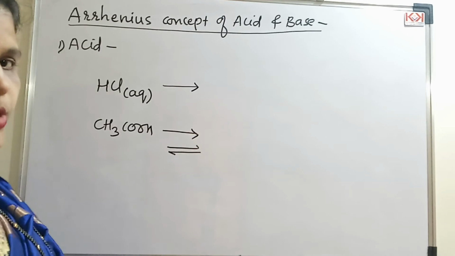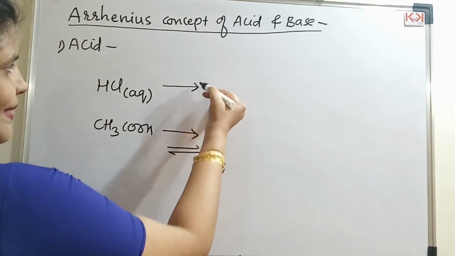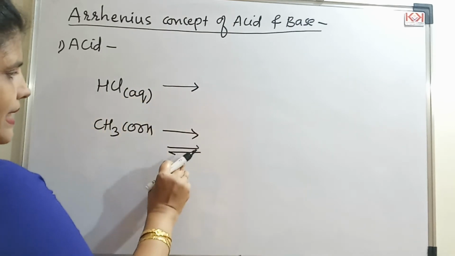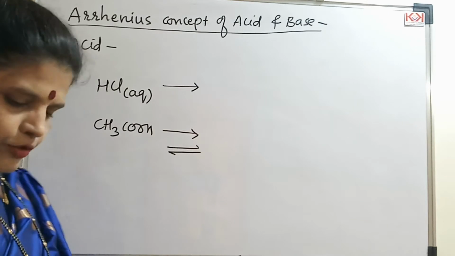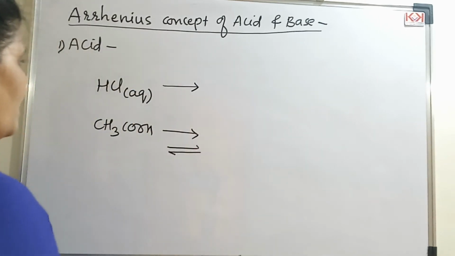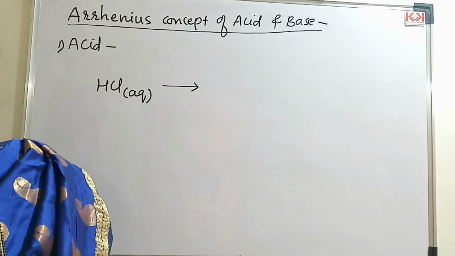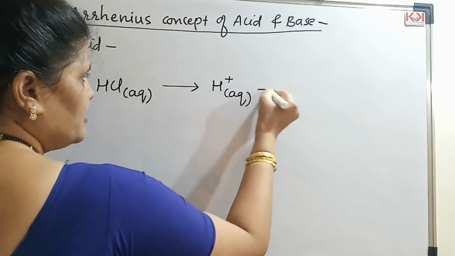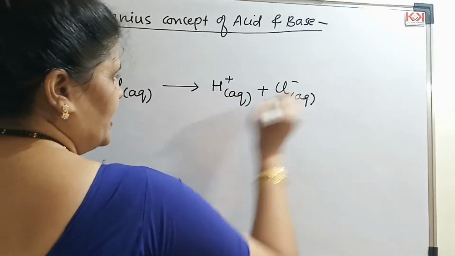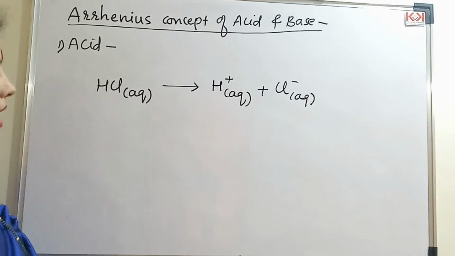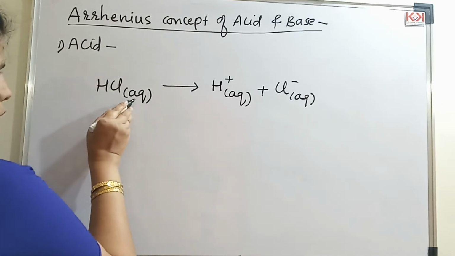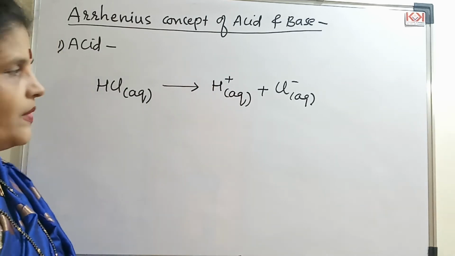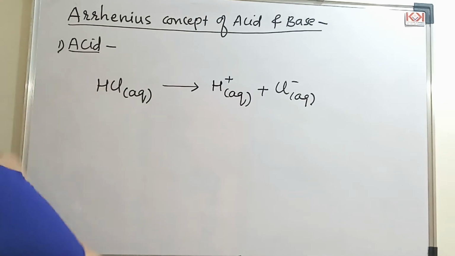So this is very important to mark that when you use the irreversibility sign, you are using this for a strong electrolyte, while this arrow is used for a weak electrolyte. So this is very important to write, students. So let us see what is that HCl. If I add this HCl to water, what I will get is H plus aqueous and Cl minus aqueous. According to Arrhenius, acid is a substance which when dissolved in water gives H plus ions, then it is an acid. Very easy. So what is an Arrhenius acid?